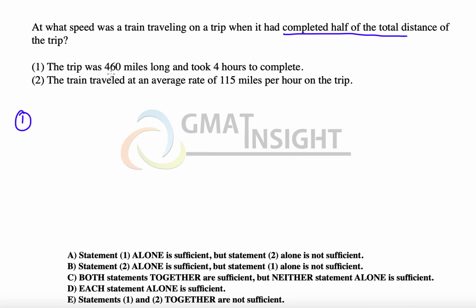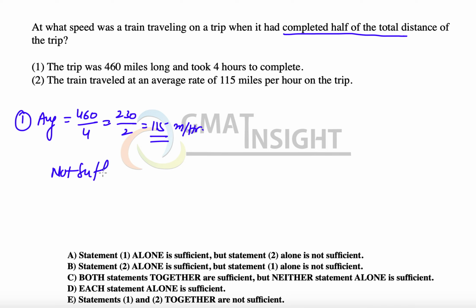It took 4 hours to complete. So this gives us the average speed of the entire trip, which is equal to 460 divided by 4. But that's completely not sufficient. 230 by 2 we can write it, which is 115. But that's the speed of the entire trip and not the speed when the trip was completed just half. Therefore, we say that the first statement alone is not sufficient.